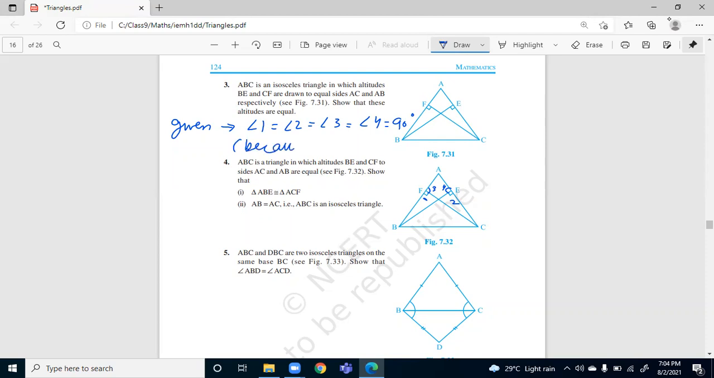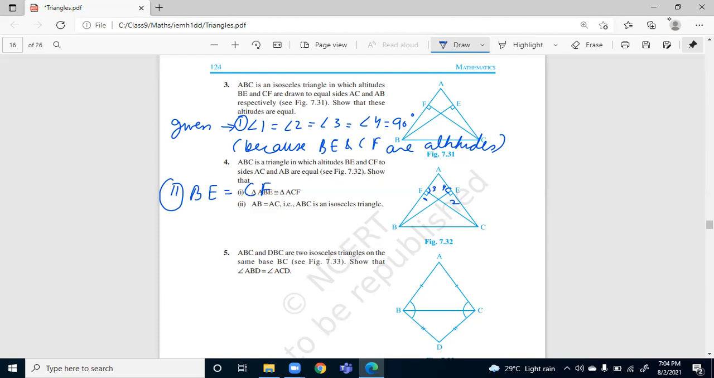Because BE and CF are altitudes. Altitudes meaning they are perpendicular to these sides. So this is the first given point. Second point is that BE and CF are equal. So you should write BE is equal to CF. So the lengths of these two altitudes are equal. So that you have to mention.